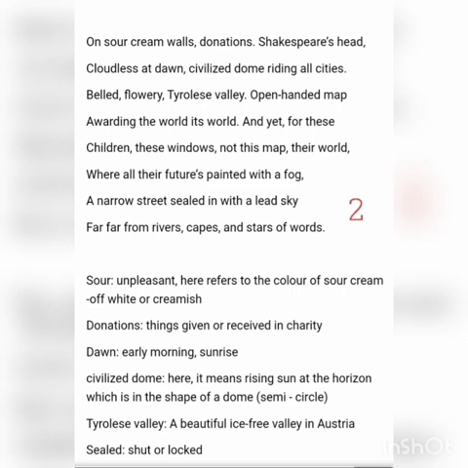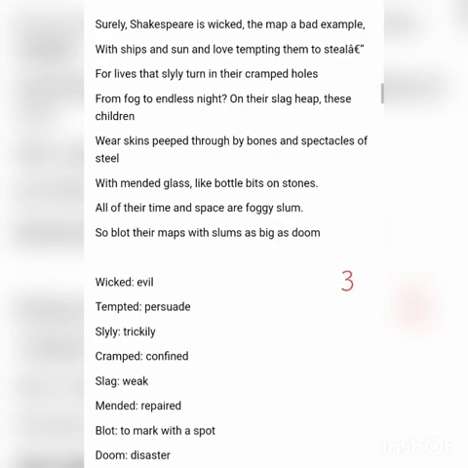Their own dirty and unpleasant surroundings only form their own world. They live in a world where the fog of uncertainty dominates their future. They are doomed to live in these narrow streets, and the world is far away from rivers, capes, and stars.